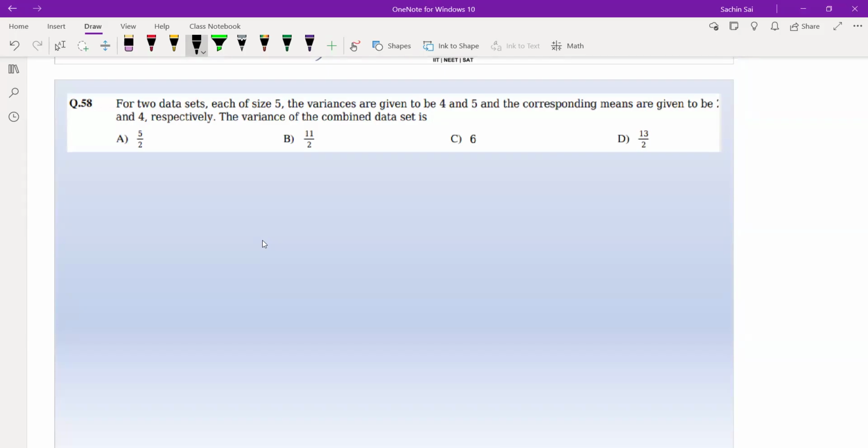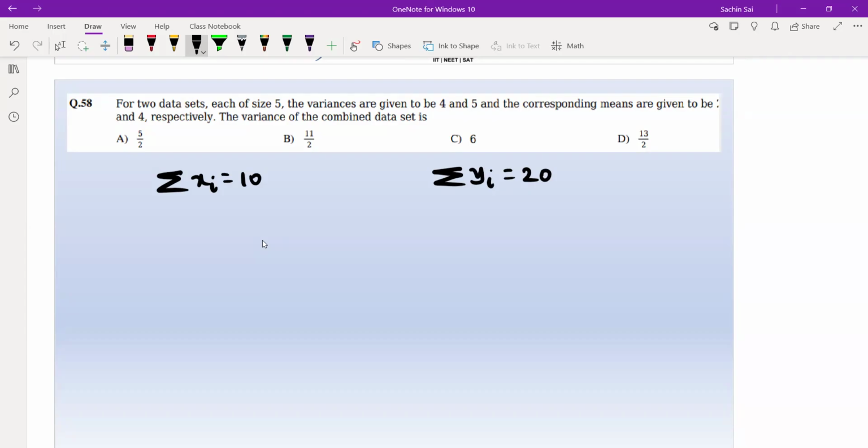Question 58. For two data sets, each of size 5, the variances are given to be 4 and 5, and the corresponding means are given to be 2 and 4 respectively. So let us take data set 1, where the mean of 5 observations is 2. What is the sum of those 5 observations? It will be 10. For the second data set, the sum of the 5 observations will be 20, because mean is sum of observations by number of observations. There are 5 observations and the mean is 4. Then the sum of the observations must be 20.